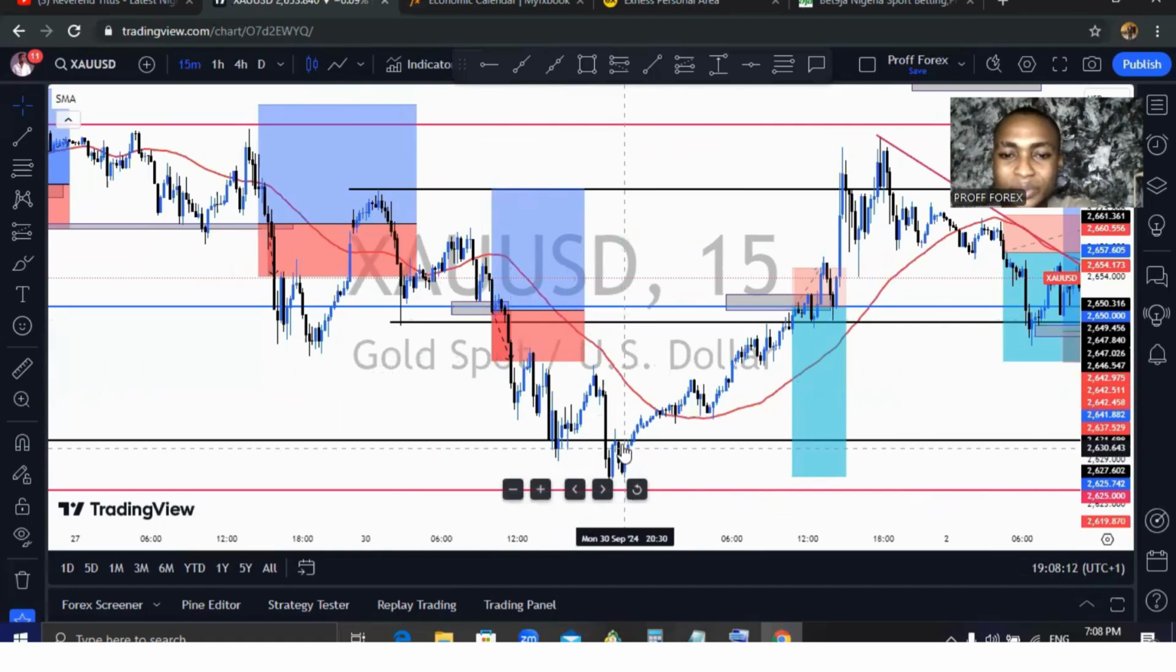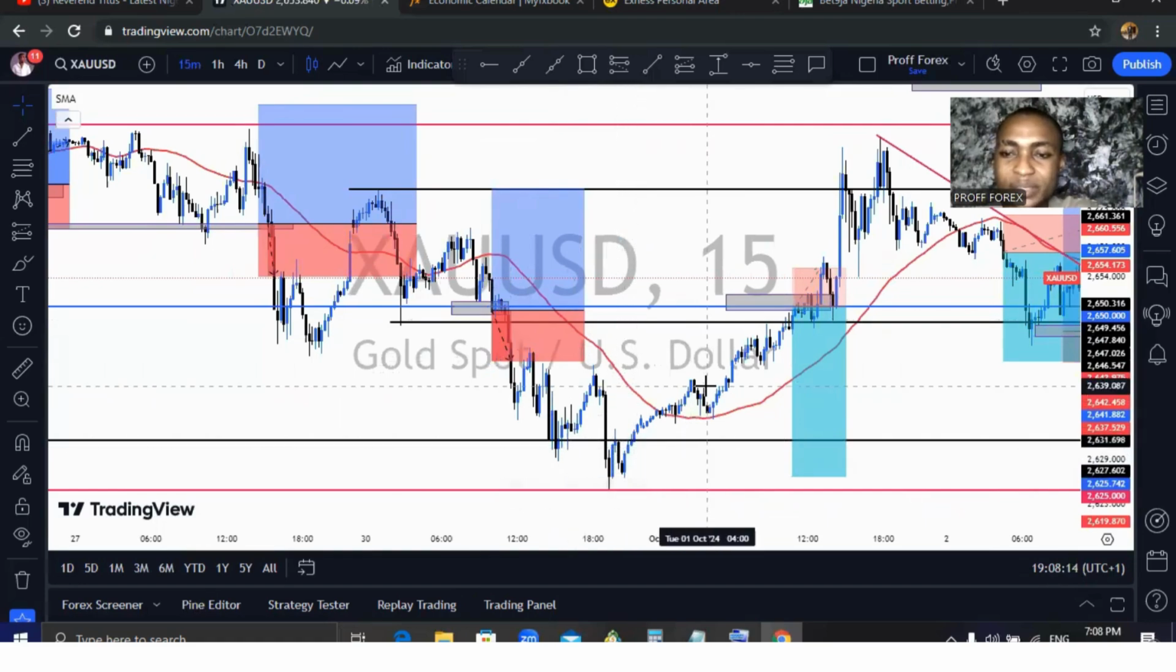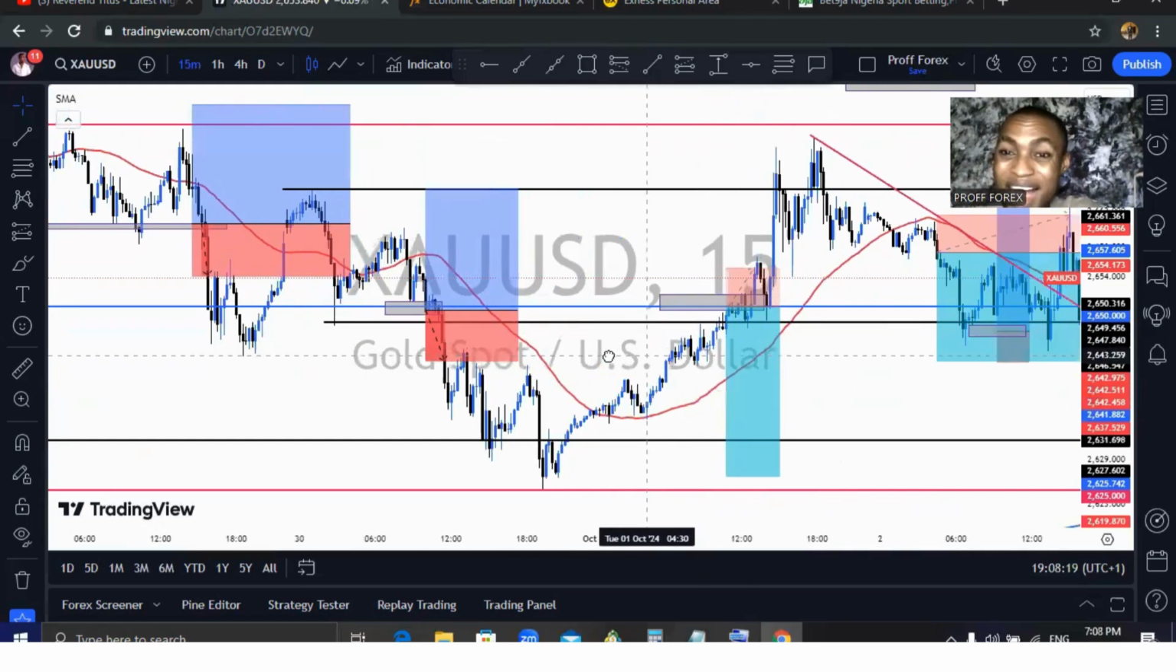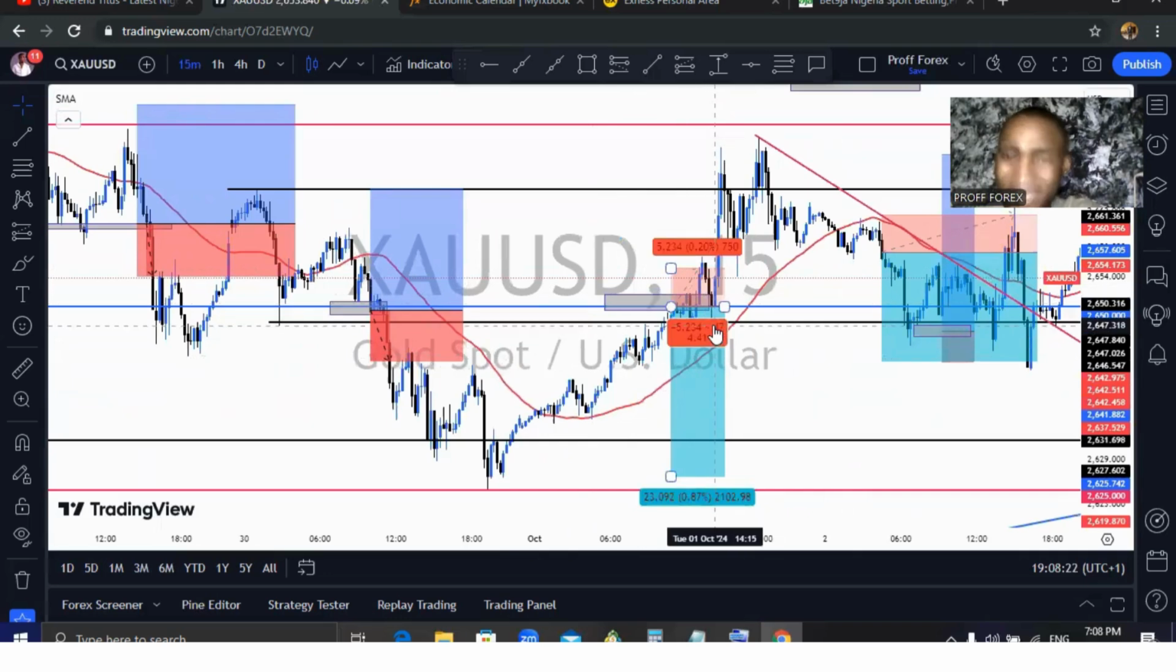So you see this W pattern. Immediately from this W pattern, it came to this zone. I wanted to sell. You say sell what? How are you going to sell? It breaks out. I remember vividly. Immediately I saw this breakout, this top loss got smashed. I was waiting for a break and retest to happen.